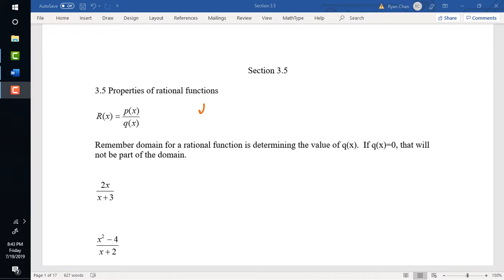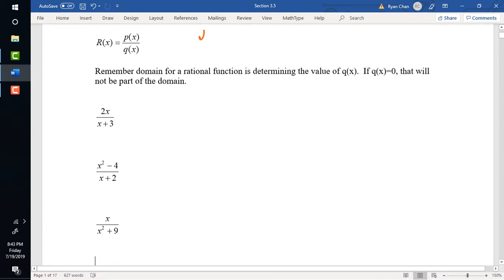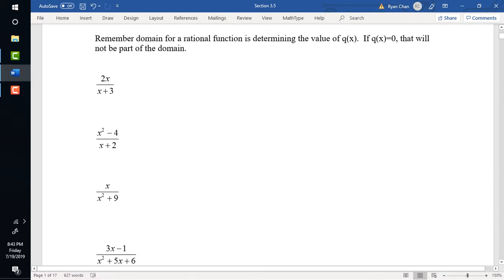So let's talk about properties of rational functions. Remember, what is a rational function? A rational function essentially is a fancy fraction. Instead of a number over a number, it's a polynomial over another polynomial. One of the things is you will be asked to find the domain of a rational function, and that's pretty straightforward.